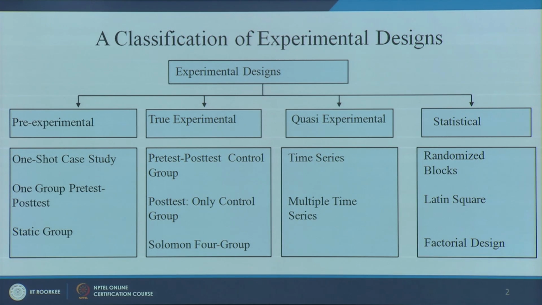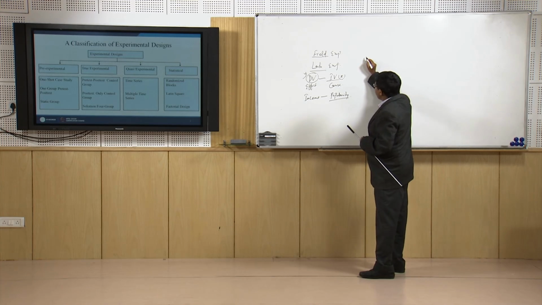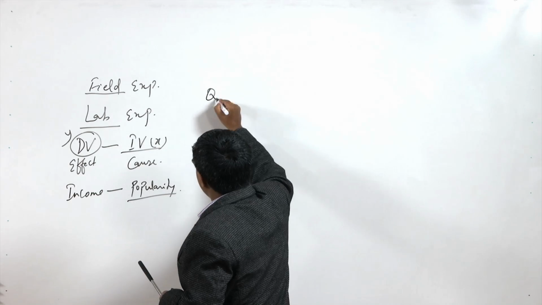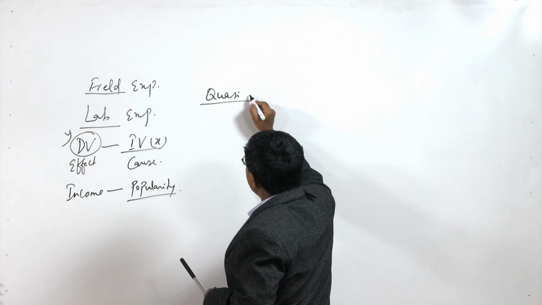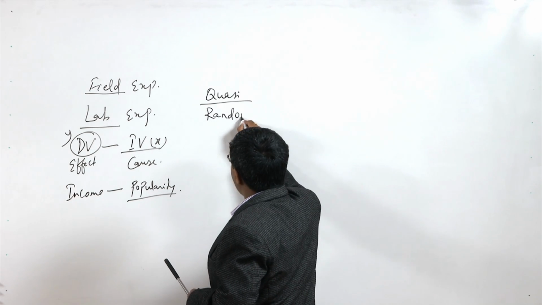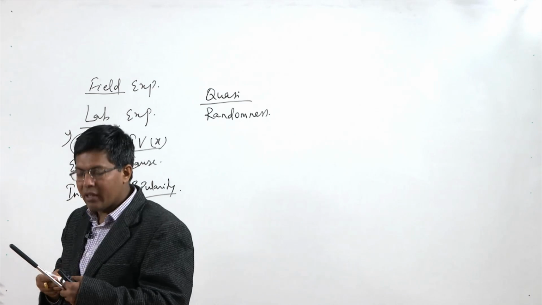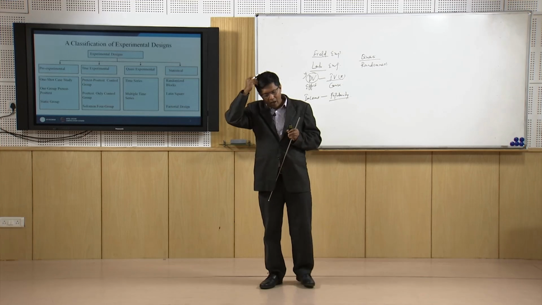So, what is the quasi-experimental, and why is it different from the others, for example the pre-experimental and the true experimental? The basic difference between the quasi and the others is that a quasi experiment does not have the element of randomization, or randomness. That randomness is missing in the quasi experiment. How can we explain this?